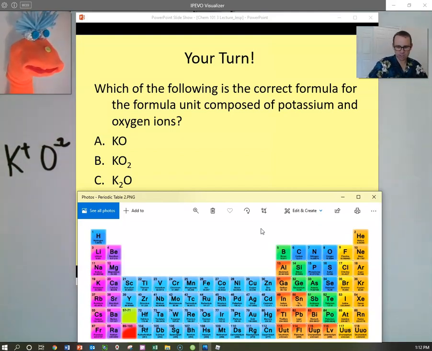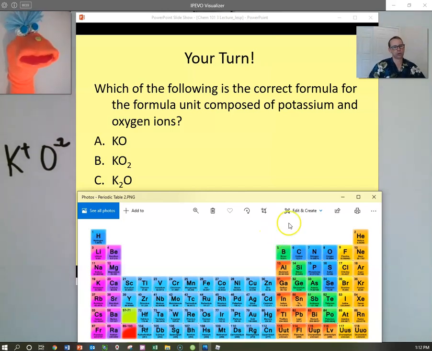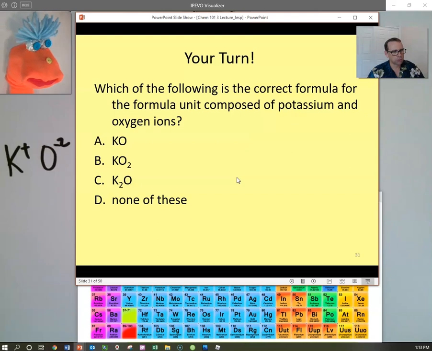So how does that help us know what ratio they want to come together in? Well, you do the crisscross stuff, and you're going to need 2 potassiums for every 1 oxygen. So I think that the answer is going to be K2O, C. Okay, very good. Excellent job.